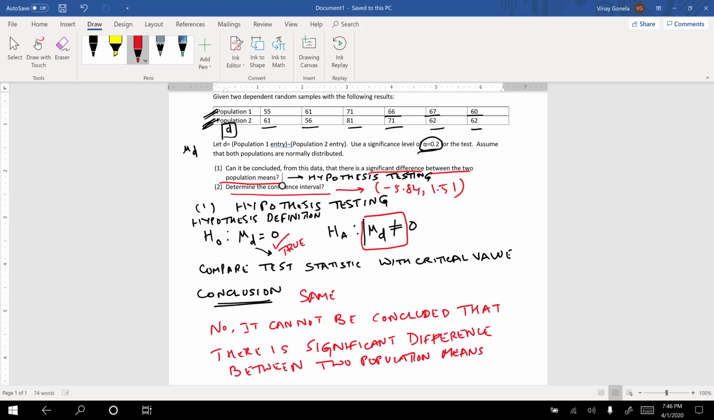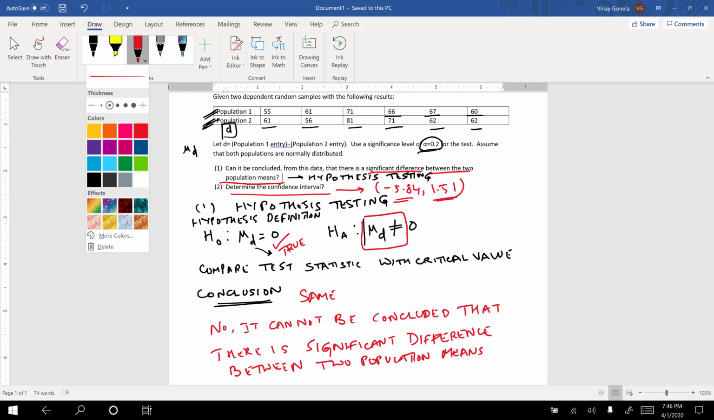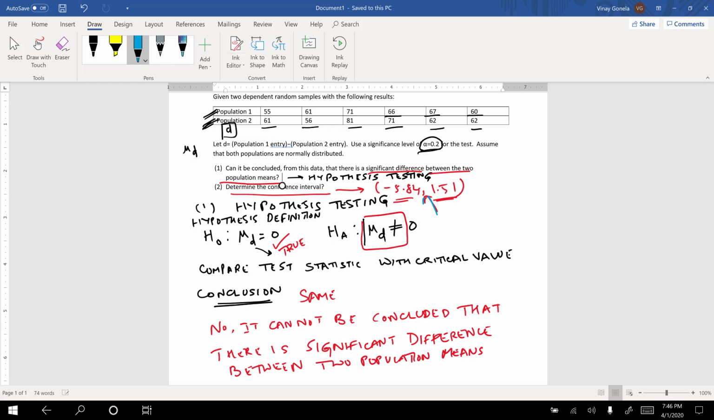So this is the lower bound, this is the upper bound. That means 0 lies here. So 0 is within this limit. That is, mu d equal to 0 is within this limit. That's why we are not able to conclude that there is a difference. So this is how you will be solving paired difference problems. So this concludes my lecture on paired difference, where we solved a two-tail problem. Thank you.